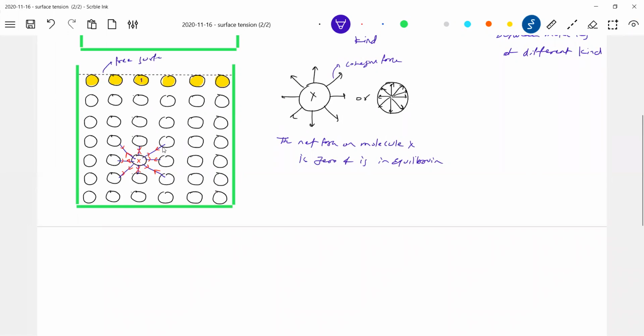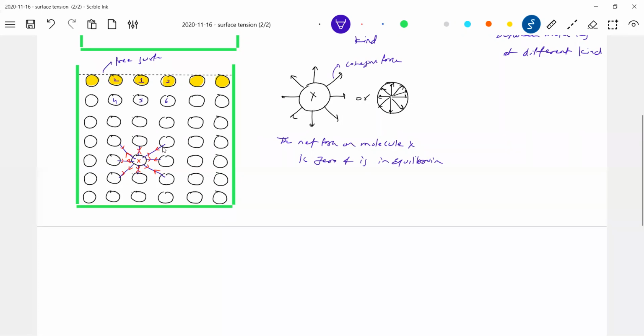I'm interested in the molecules. So let me give numbers 1, 2, 3, 4, 5, 6. Now look at molecule 1. It is also acted upon by forces, no? Look at the molecule. It's also acted upon by forces.